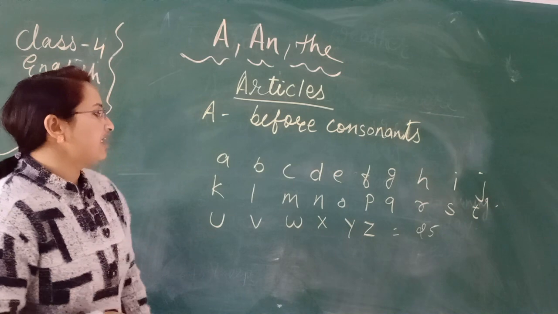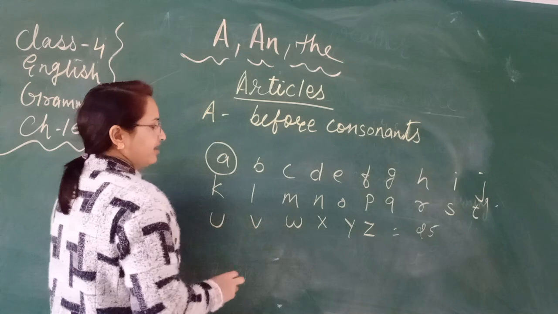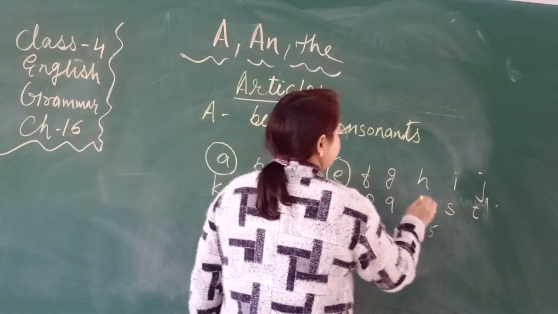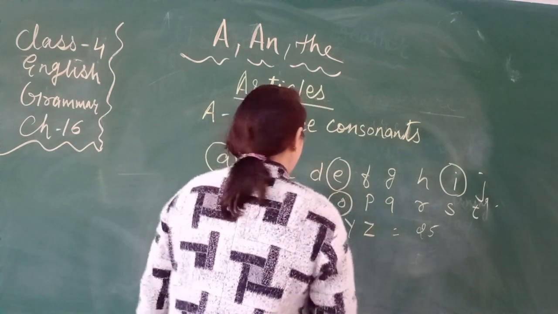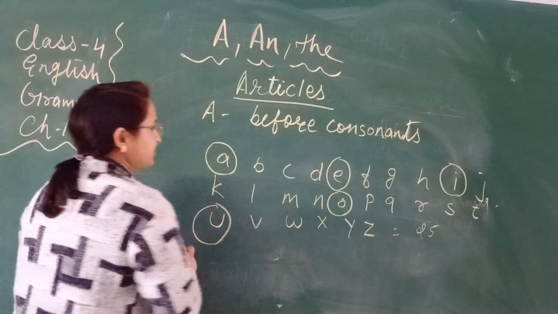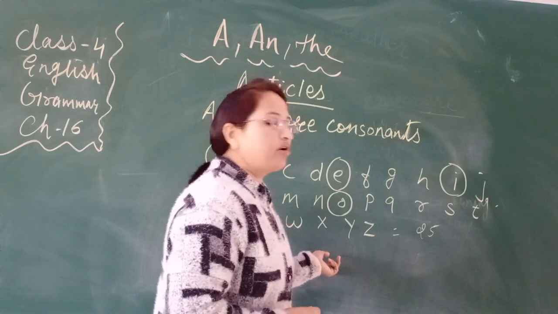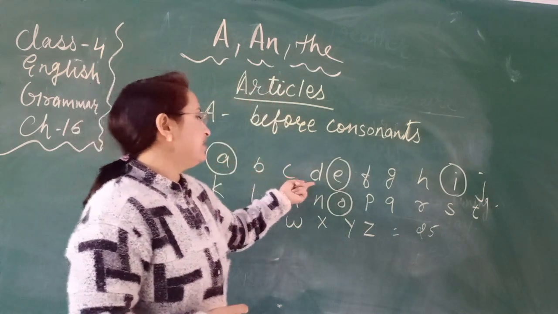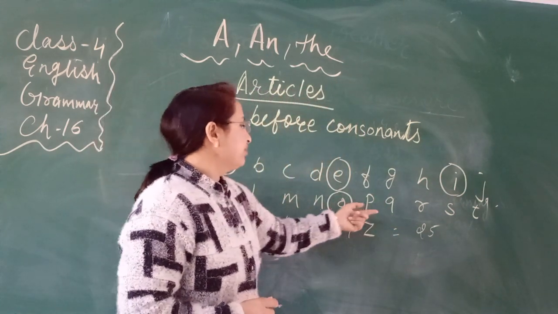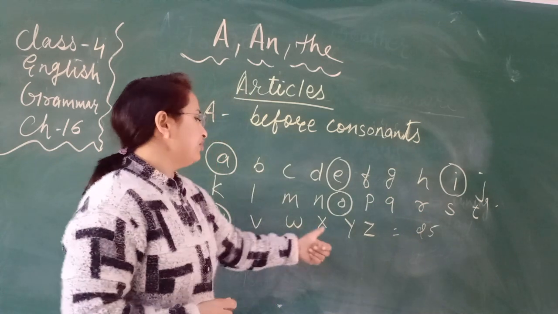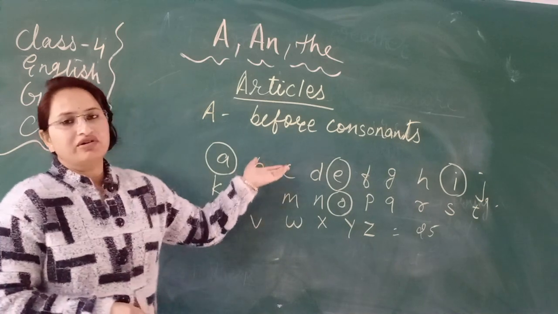Okay, so there are 5 vowels in it. कौन से 5 vowels हो गए? First is A, E, I, O, and U. These are 5 vowels. ये जो सर्कल में है, these are 5 vowels, and remaining letters are called consonant. B, C, D, F, G, H, J, K, L, M, N, P, Q, R, S, T, V, W, X, Y, Z. These remaining letters are called consonant.